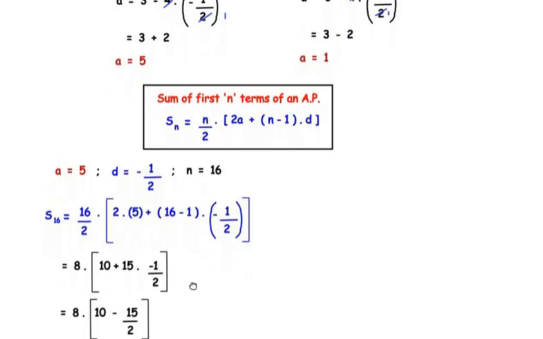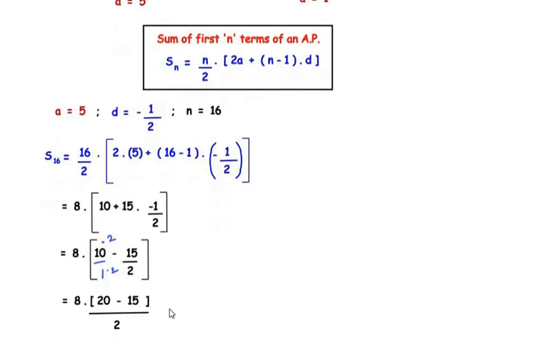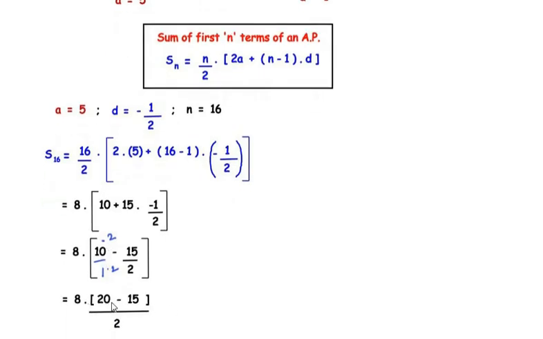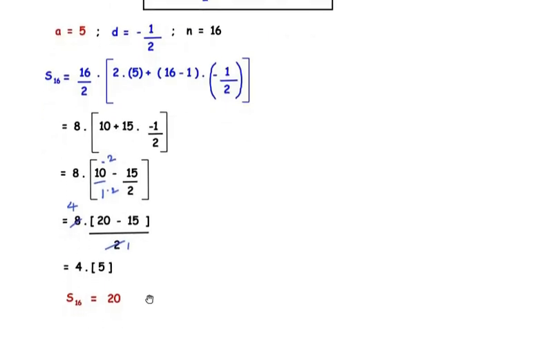Now further simplifying this we get 8 times, now plus 15 multiplies with negative 1 giving us negative 15 over 2. Now here we are going to take a common denominator, that is 10 can be written as 10 over 1. So we are going to multiply 10 by 2 and 1 also by 2, giving us 8 times 10 times 2 is 20 minus 15 over a common denominator, that is 2. Now 2 divides 8, that is 2 1 times is 2 and 2 4 times is 8. So this simplifies as 20 minus 15 is 5. So 4 times 5 gives us sum of first 16 terms when a is equal to 5 and d is equal to negative 1 over 2 as 20.